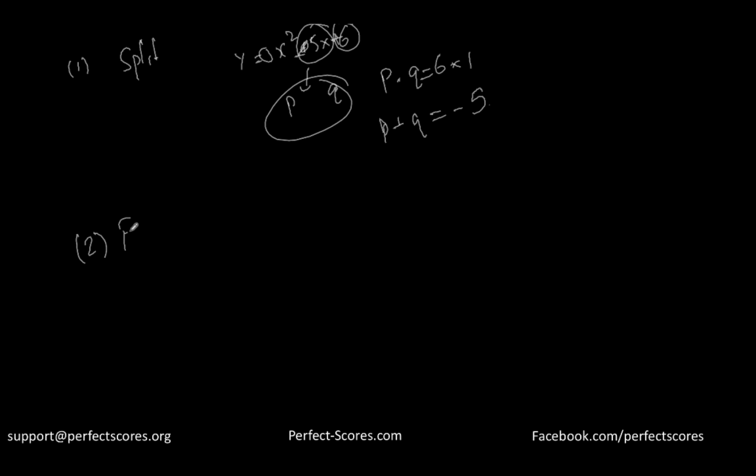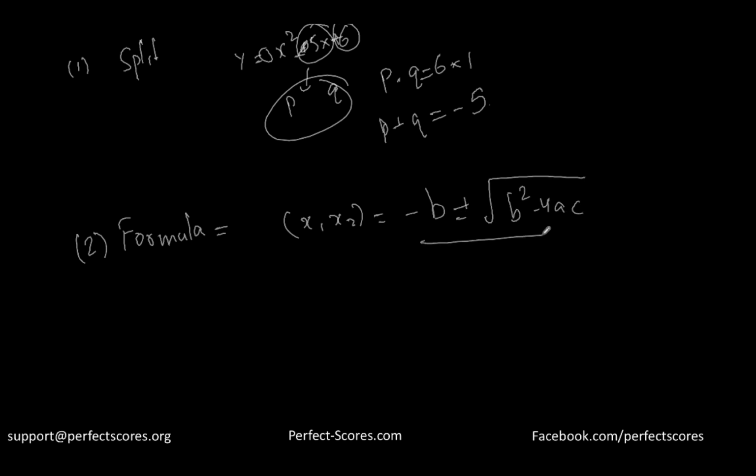Next thing is using the formula. If you use the formula, the two roots of the equation are going to be equal to minus b plus or minus square root of b squared minus 4ac, over 2 times a. And the x coordinate of the vertex of the parabola is just going to be the average of these two numbers. Fine, so I hope you understood this point clearly here.